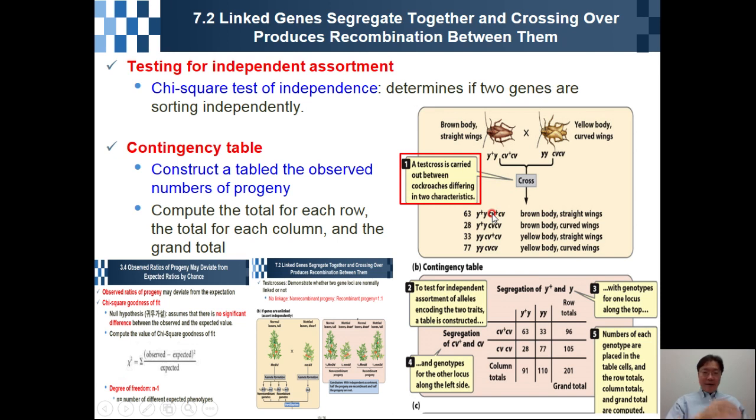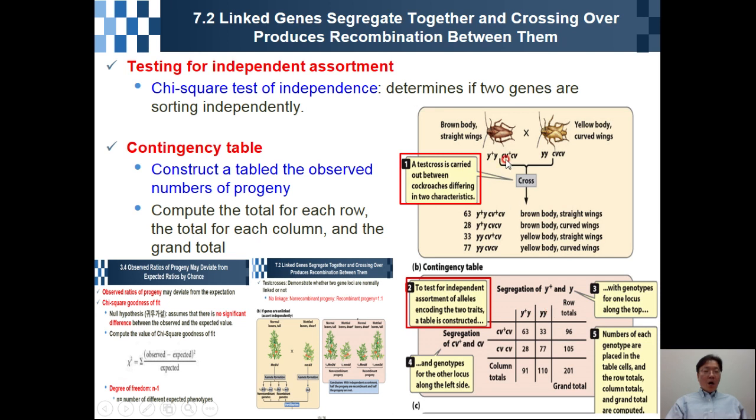So after that, we have to make the contingency table. We have to construct a table to observe the number of progeny. First one is to test for independent assortment of alleles encoding two traits. A table should be constructed. For example, Y plus can be crossed with small y, and y plus y. How about this one? This small y can cross with a small y like this.